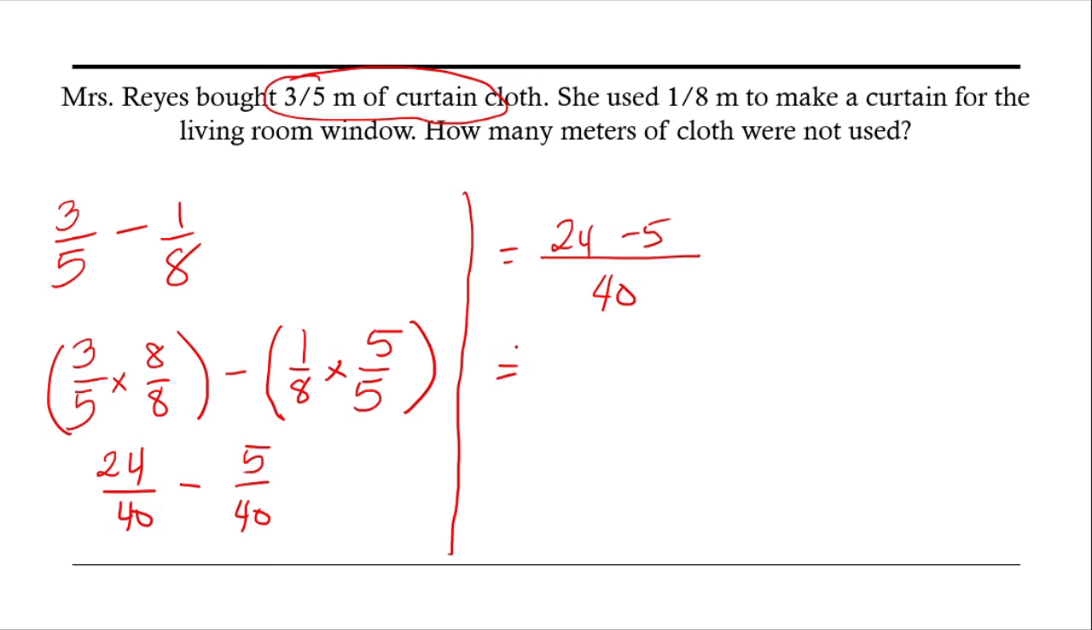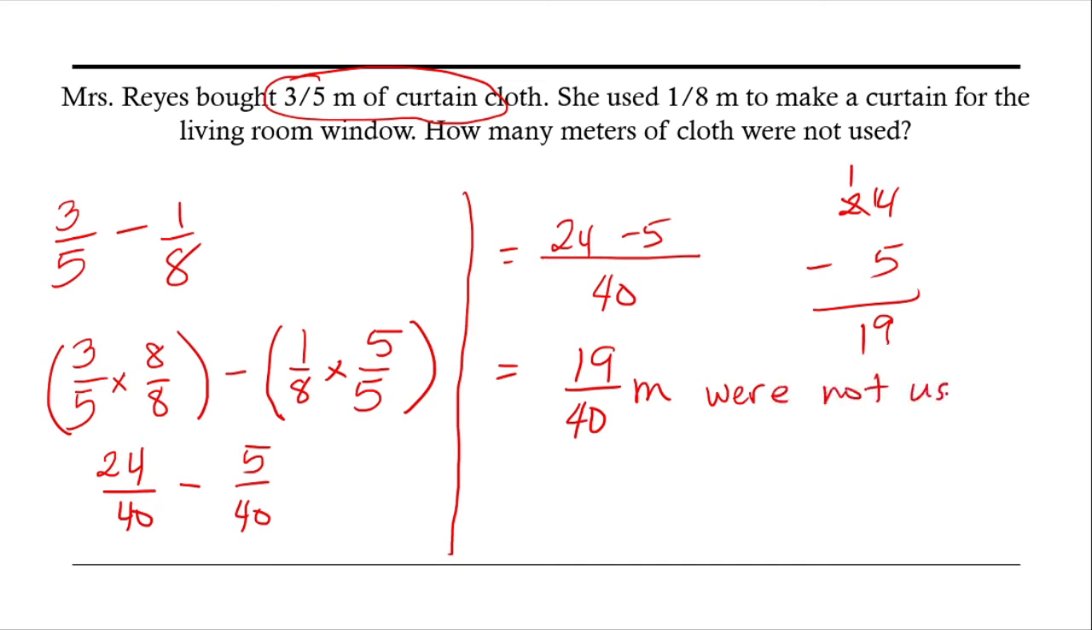So 24 minus 5 is ilan ito? Pakita natin. 14 minus 5 is 9. So meron tayong 1, so 19. So 19 over 40 meters. Yan ang hindi nagamit. Were not used. So 19 over 40 meters. Okay, so next one.